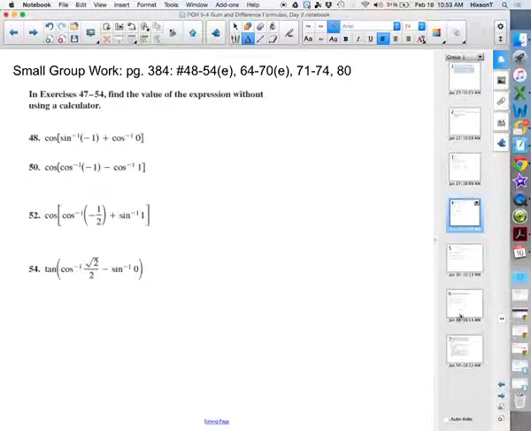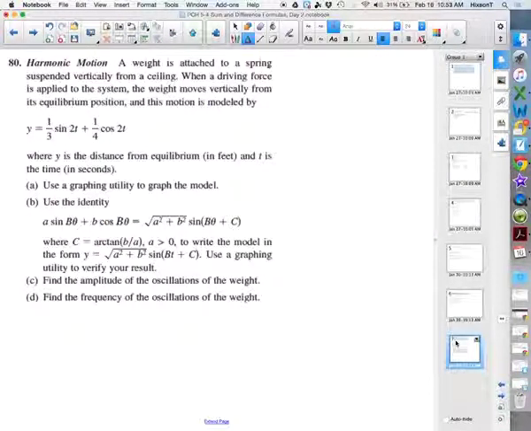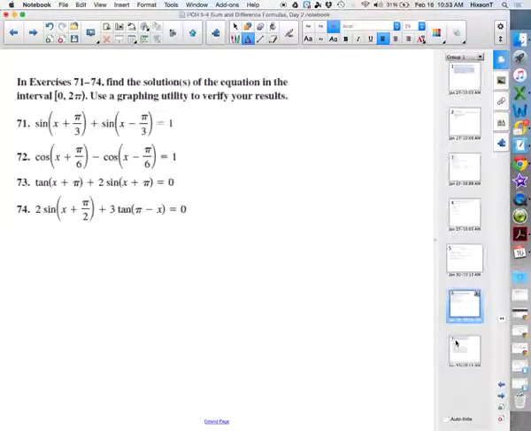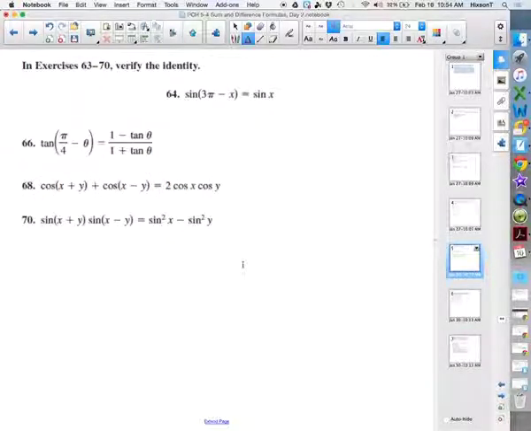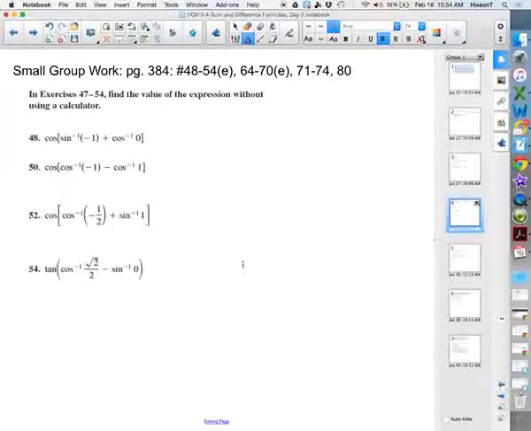Now, I'm going to give you some of these to try. Here's one harmonic motion problem you can try. Here are a couple others. You're trying to find the solution to the equation. Okay? Don't use your calculators and just plug stuff in. Use your unit circle. Use your formulas. Here you're verifying a couple of trig identities. This first section, though, I want you to make sure you pay attention to this. And also, remember the ranges.